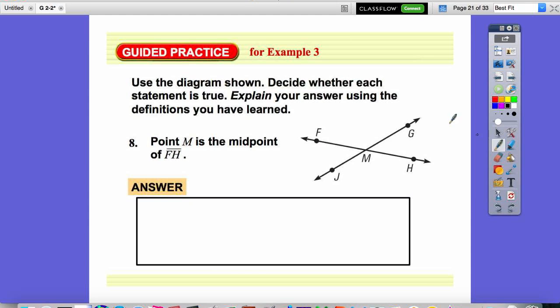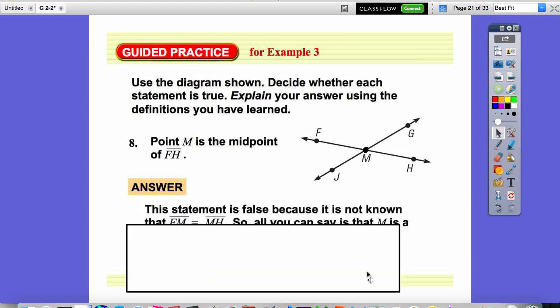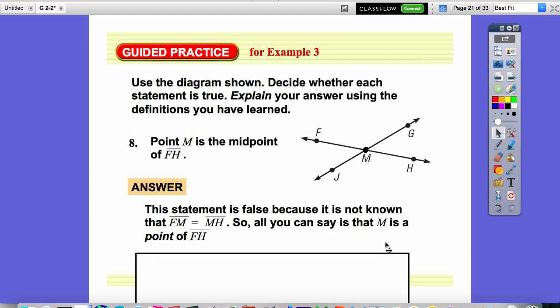Use the diagram, see if we have enough information. Point M is the midpoint of FH. No, we do not have enough information. We do not know that FM is equal to MH. You can say that M is a point on FH, that would be true, but you do not know that it's a midpoint.